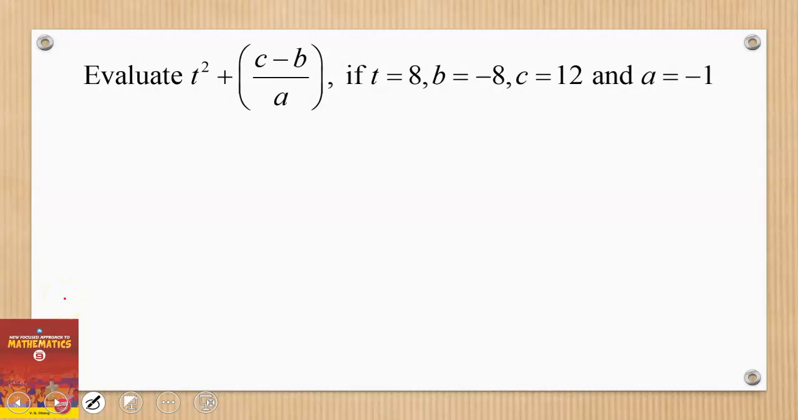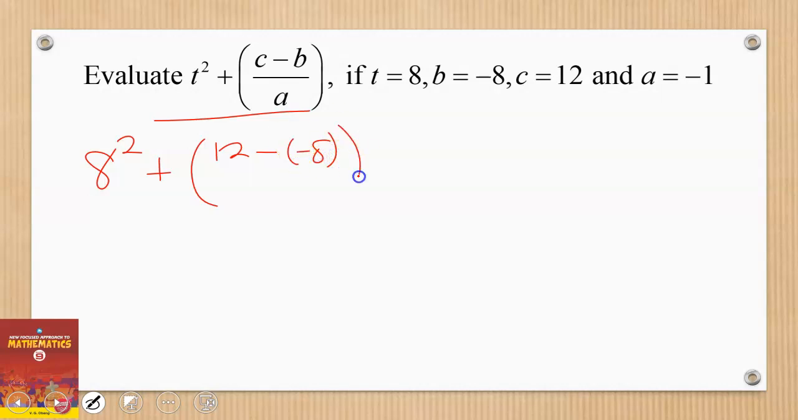For the last example, we have been given t squared plus into bracket c minus b over a, all into brackets. We have t is equals to 8, b is equals to -8, and c is equals to 12, while a is -1. So straight away, we make substitution and then we evaluate. So 8 squared will be, into bracket, we have C, and C is 12, minus B, B is -8, okay, and then all divided by A, -1.